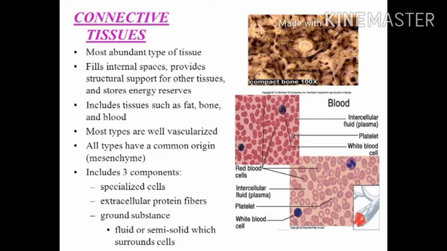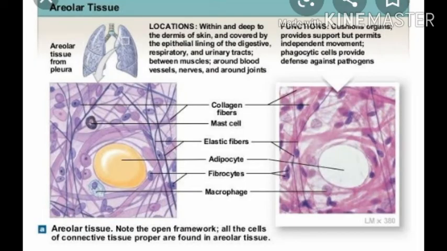Let us now look at the different types of connective tissues. The first type of connective tissue is areolar tissue. In areolar tissue, all the cells are found spread in the matrix. These are mostly filler type of tissues, meaning wherever spaces need to be filled, for example in between the skin and the muscle, in between the organs, we find areolar tissues.